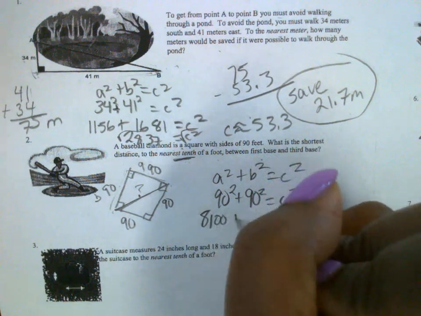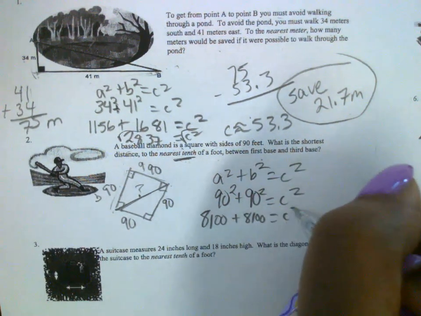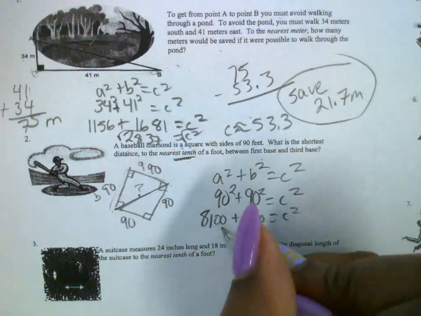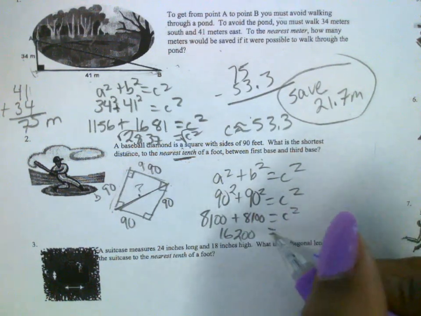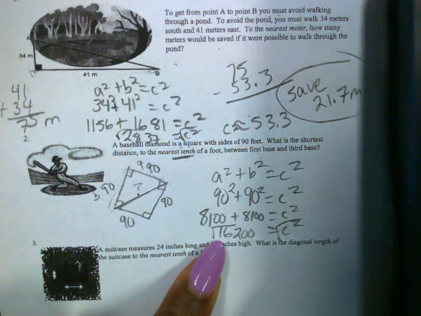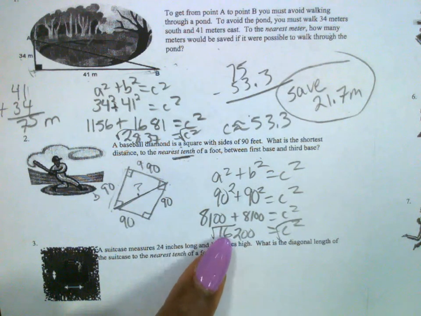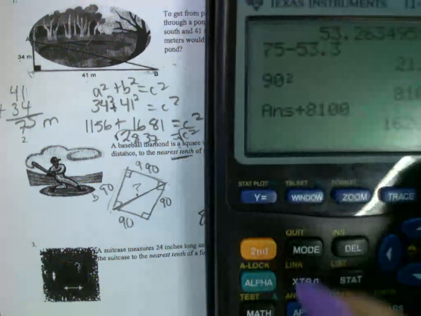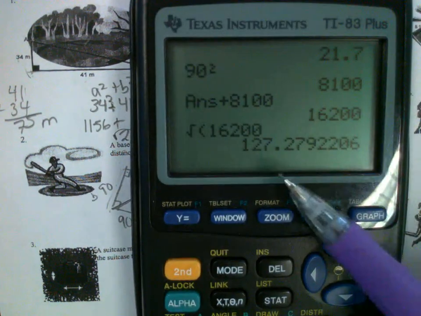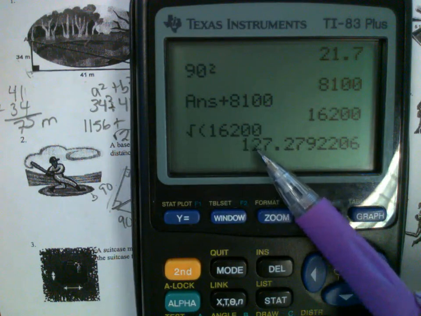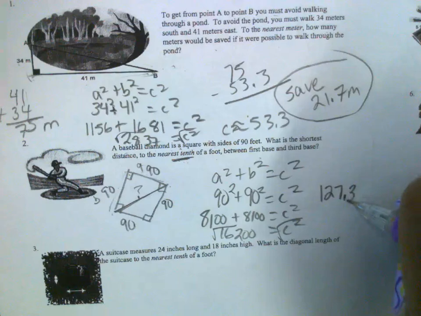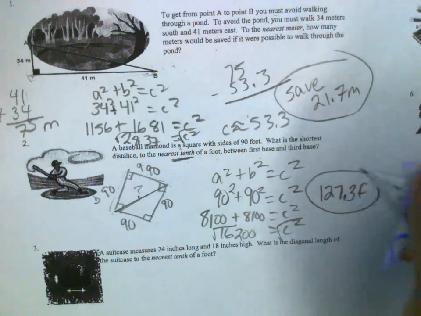8,100 plus 8,100. So you're going to add those together, right? Plus 8,100. Okay? So that gives you 16,200. So now how do you find C? You do the square root, right? So let's do the square root. Let's type in, and you could do this on your phone, the square root of 16,200. Second x squared, and this gives me about, to the nearest tenths, 127.3. So it is 127.3 feet. It's about, okay?